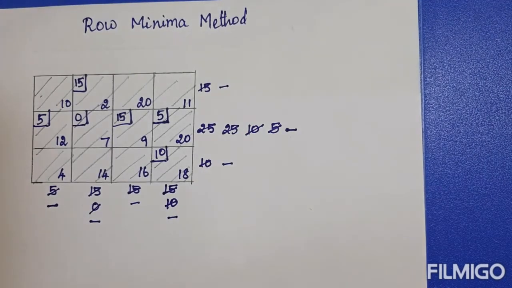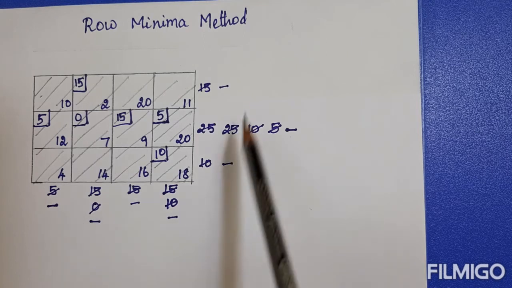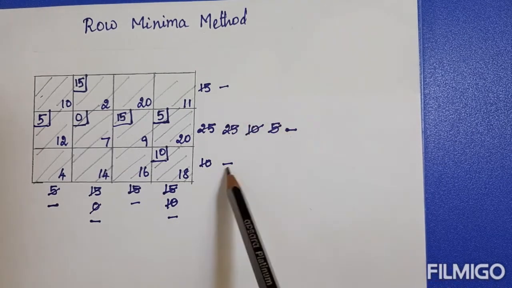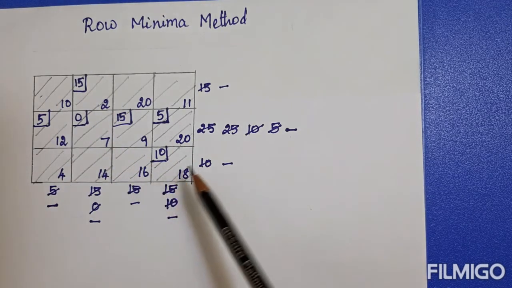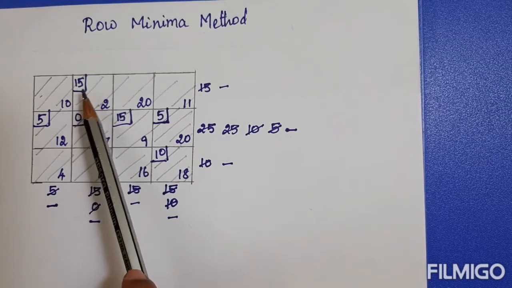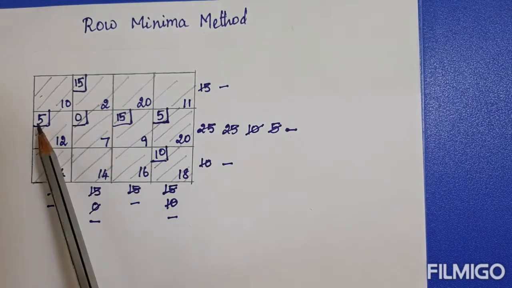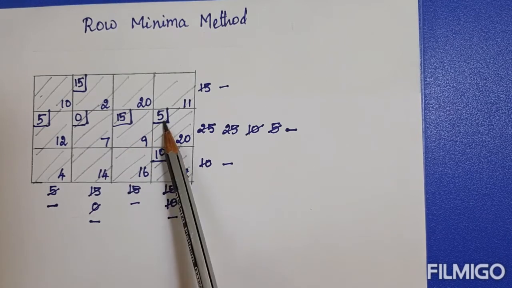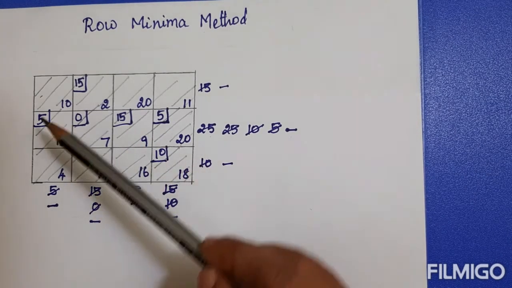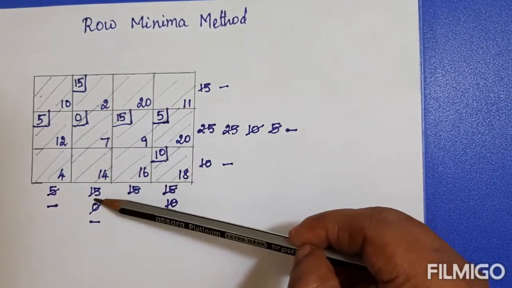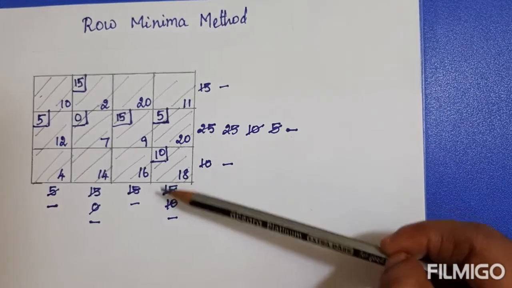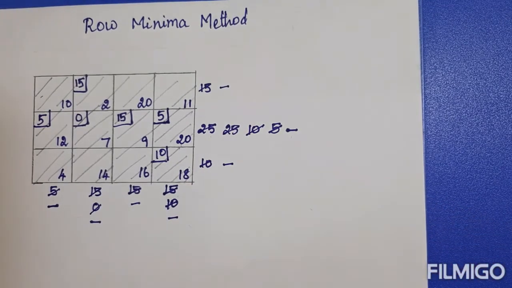Now we want to check all the rim requirements. All the demands and supplies are exhausted. All the cells are crossed out. Now we check the supply: 15, 5 plus 0 plus 15 plus 5, that is 25, and 10. Now we check the demand: 5, 15 plus 0, 15, 15, 5 plus 10, that is 15. Now we write the solution, the initial basic feasible solution.